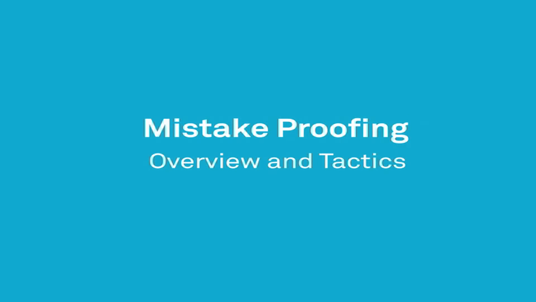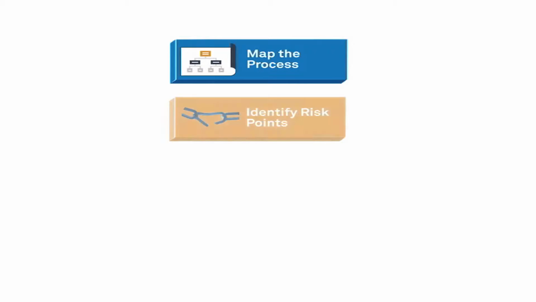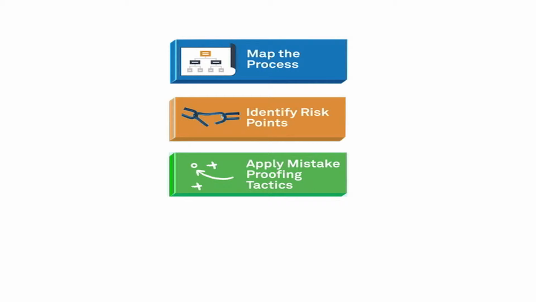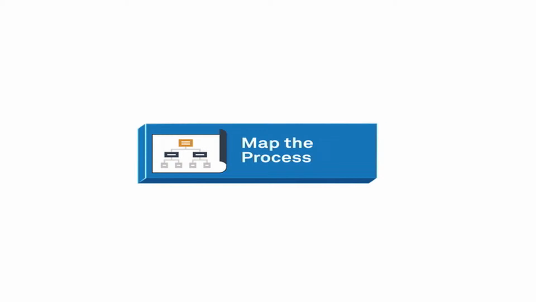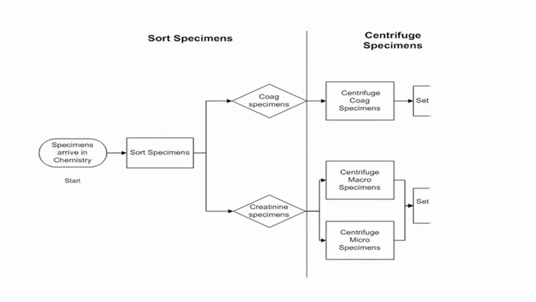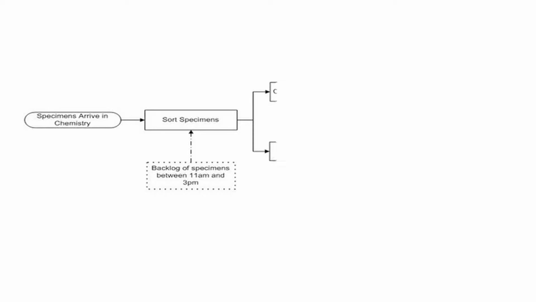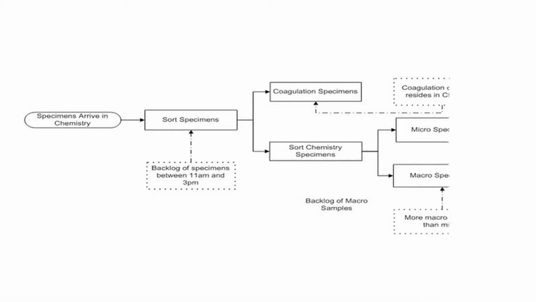The process of mistake proofing breaks down into 4 main steps: map the process, identify risk points, apply mistake proofing tactics, and check effectiveness. The first is to map the process. Each step in a process is a potential source of error. Identifying all the steps and decision points ensures that no key part is left out. And sometimes, after breaking down the process, the source of the mistakes is obvious.